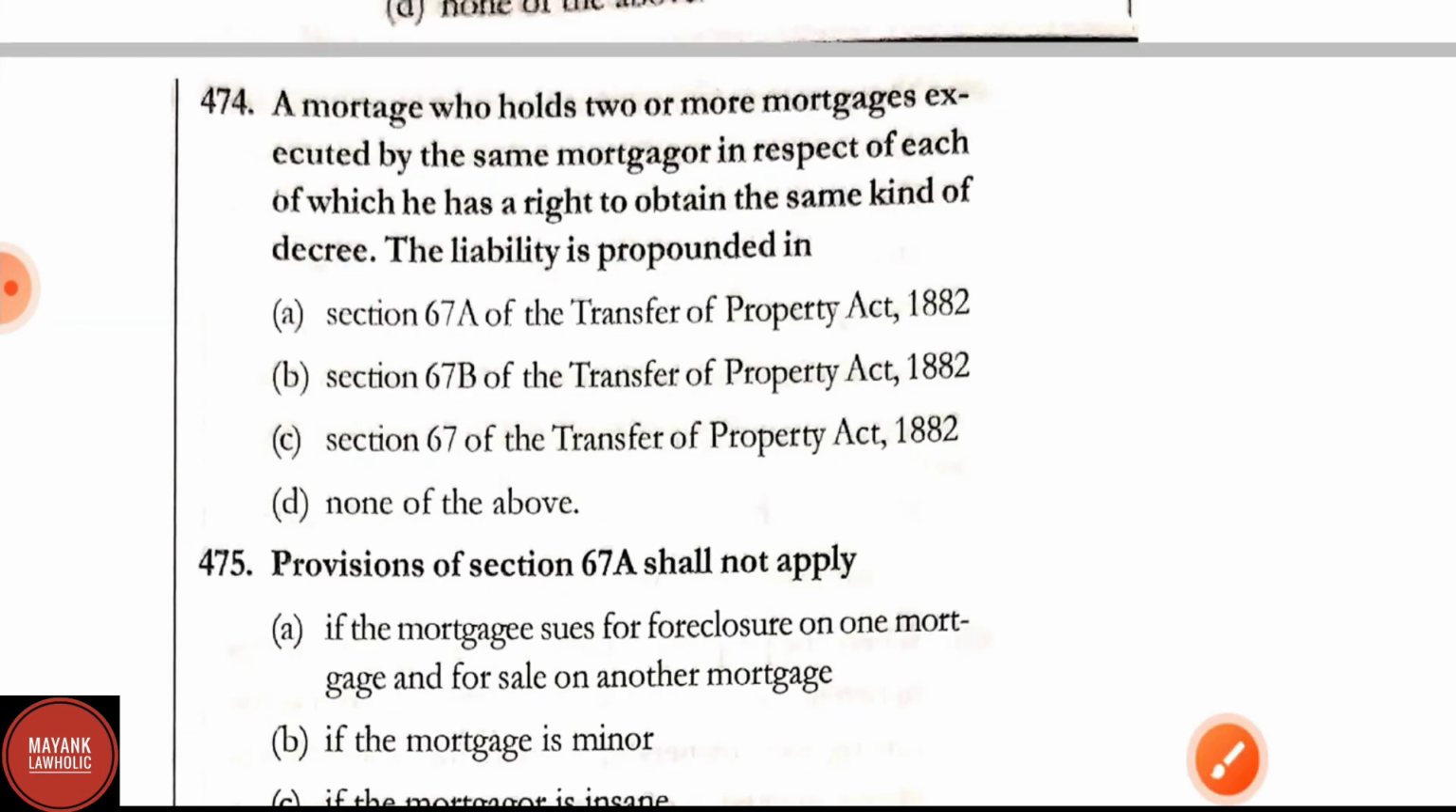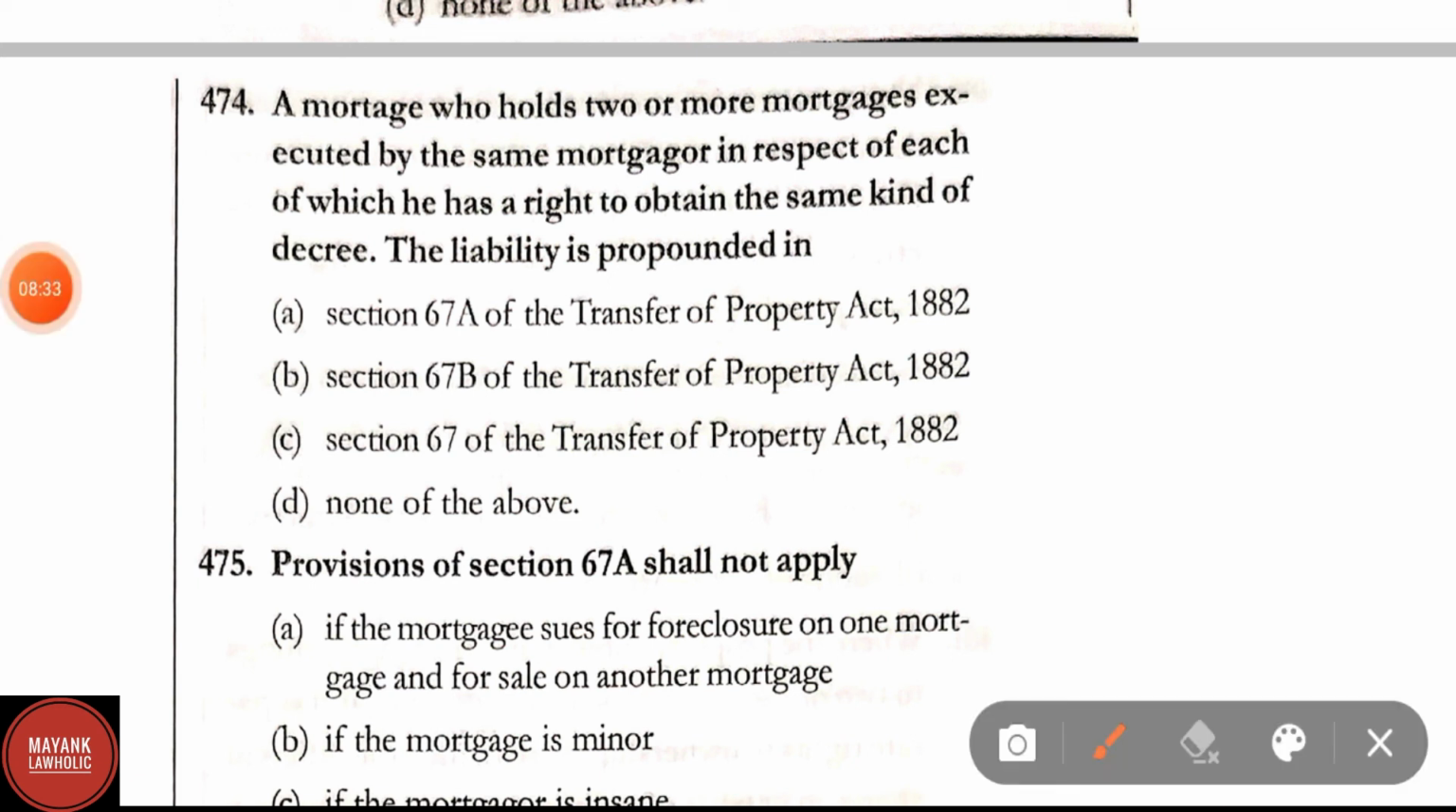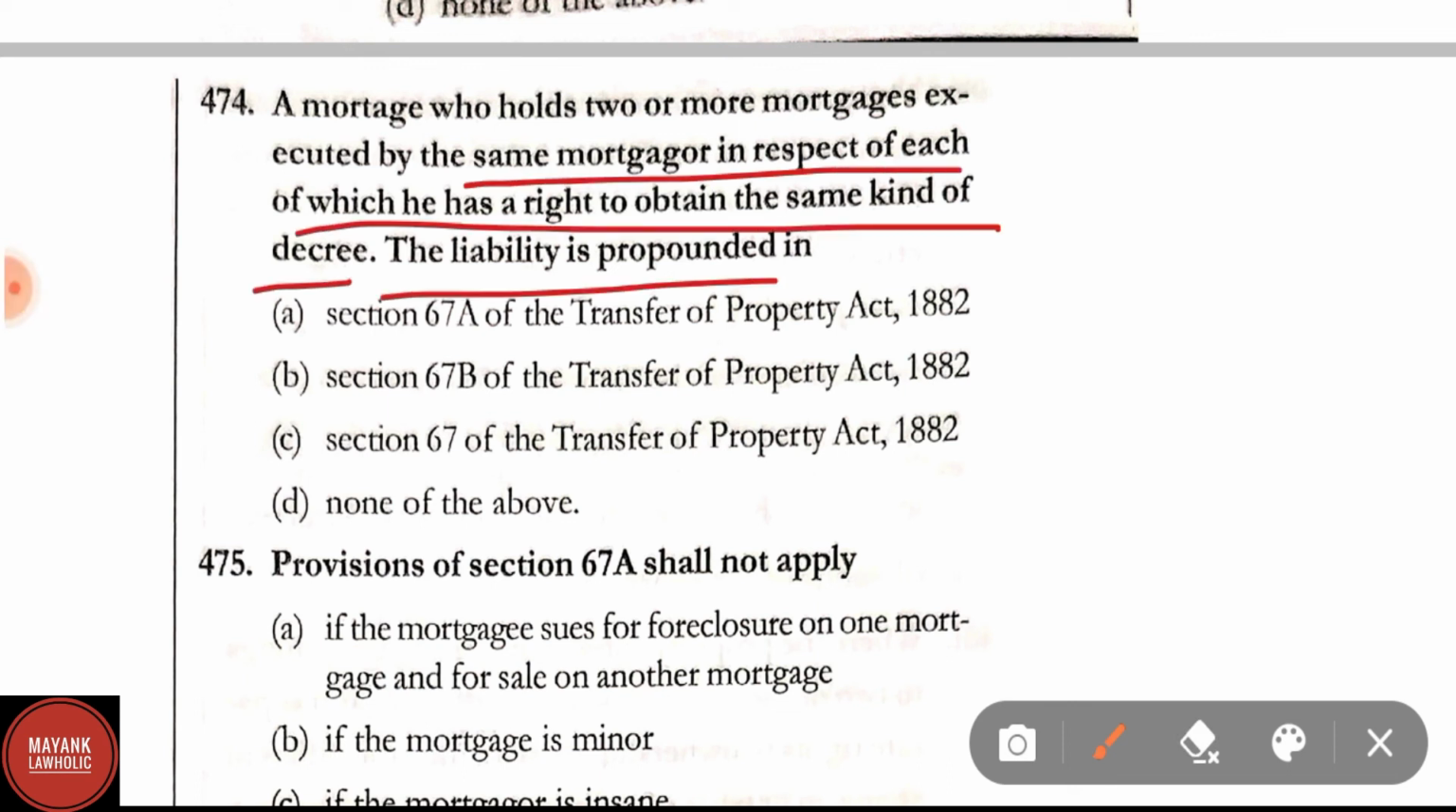Question number 474. A mortgagee who holds two or more mortgages executed by the same mortgagor, in respect of each of which he has a right to obtain the same kind of decree. The liability propounded in... the correct answer is option C, Section 67 of TPA.